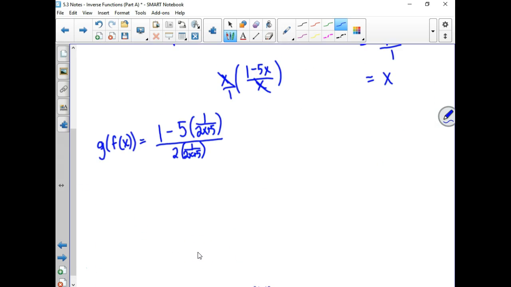Like this one looks even worse than the last one. So this is like 5 over 1, this is like 2 over 1, so we've got 1 minus 5 over 2x plus 5, over 2 over 2x plus 5. And the only denominator that we have is 2x plus 5. It's the same on top and bottom. So we can do the same thing we just did. We can multiply by 2x plus 5.